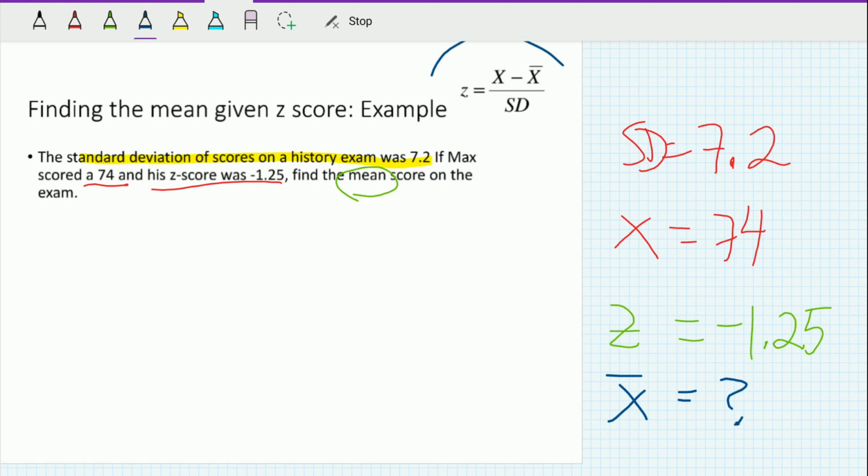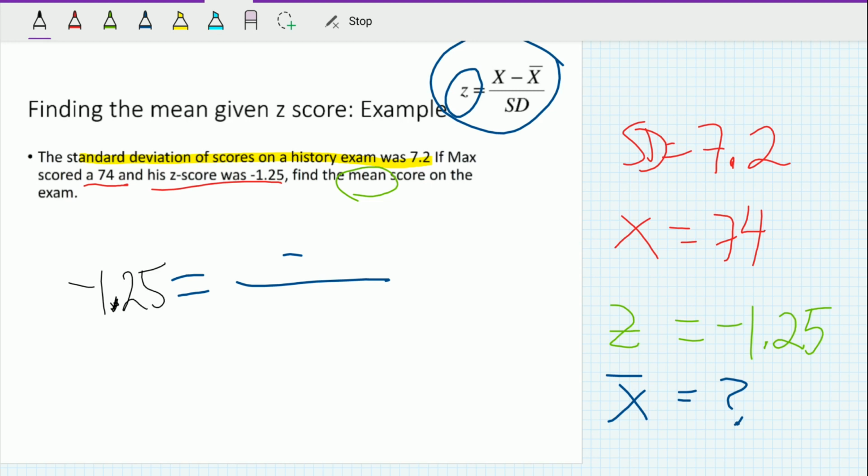I'm going to use the same exact equation that we've been using in the previous video, and plug in everything I know. So I have an equal sign, a fraction, and a subtraction sign, and all I did was leave blank spaces there. On the left of the equal sign I put my z-score, which is negative 1.25. Then the next space is his raw score, which is 74. And then it's the average, which is what we don't have.